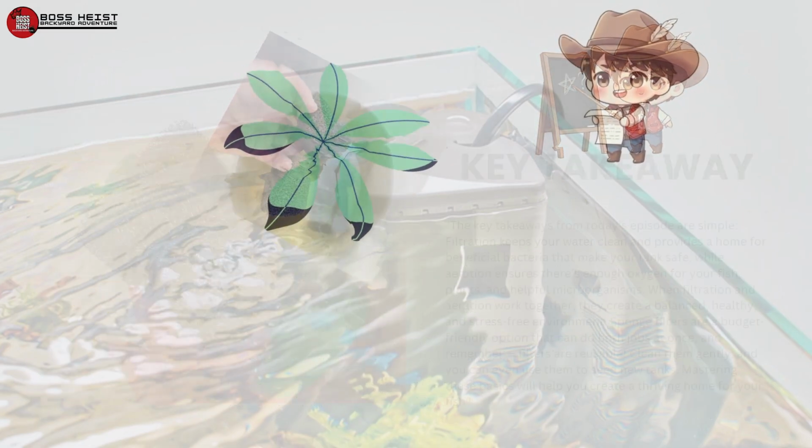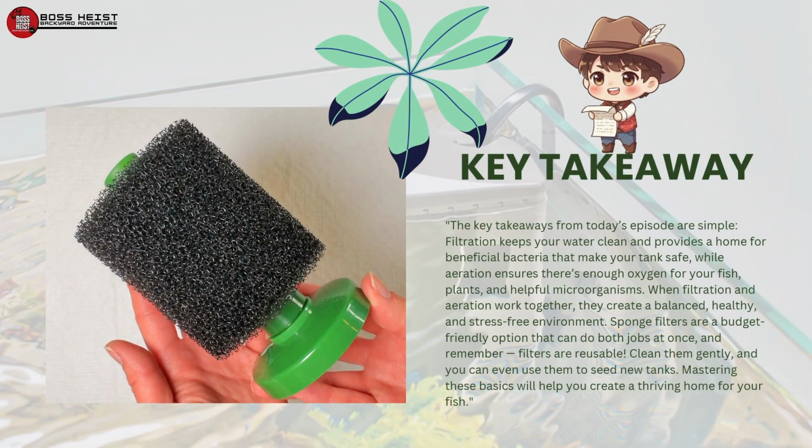And now, let's wrap it up with the key takeaways from today's episode. The key takeaways from today's episode are simple. Filtration keeps your water clean and provides a home for beneficial bacteria that makes your tank safe, while aeration ensures there's enough oxygen for your fish, plants, and helpful microorganisms. When filtration and aeration work together, they create a balanced, healthy, and stress-free environment.